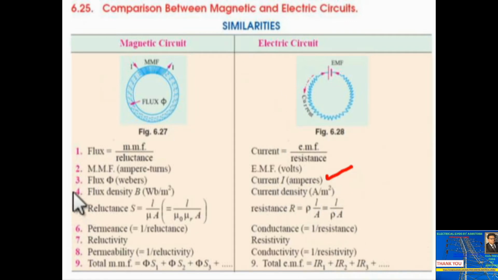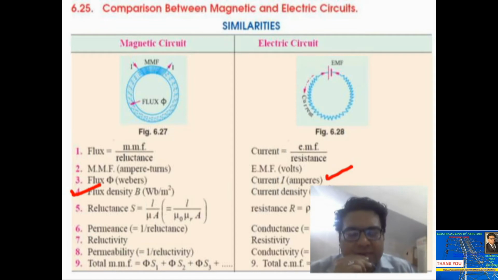Then fourth point you see there will be flux density, that is B, and you can define flux density. Flux passing per unit area is called flux density, and its unit, guys, is Weber per meter square. Okay, so that is called flux density, and it is denoted by capital B. And another unit of flux density is Tesla.